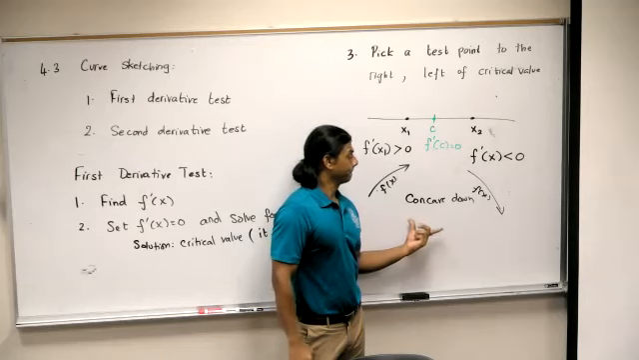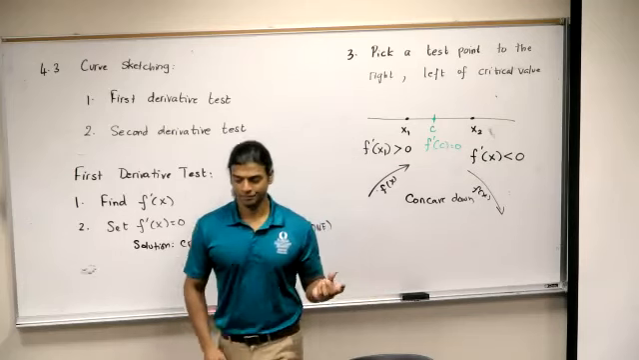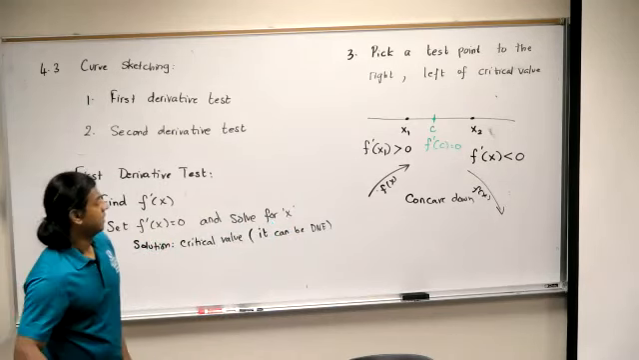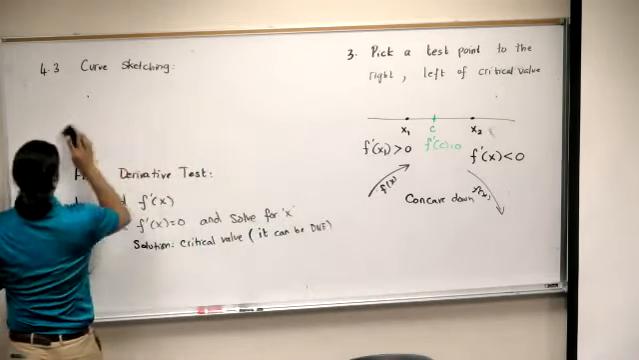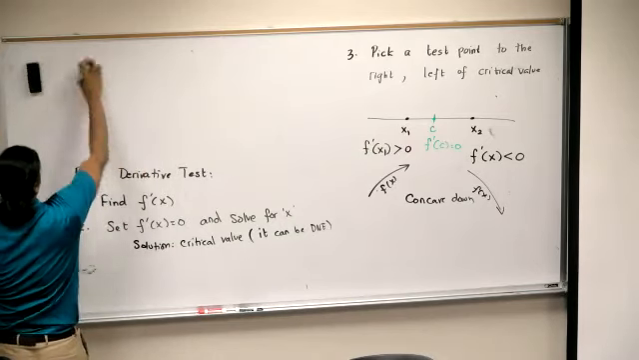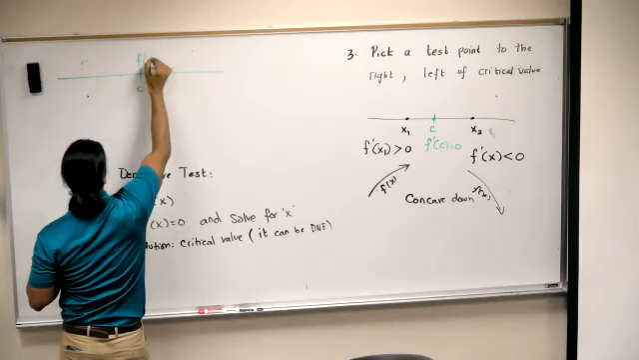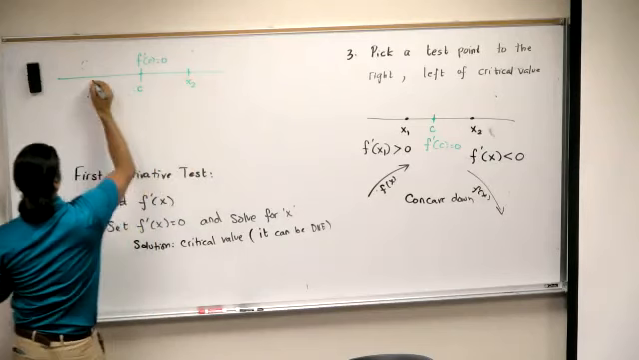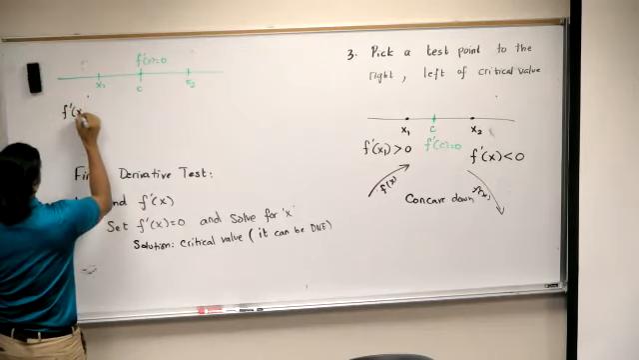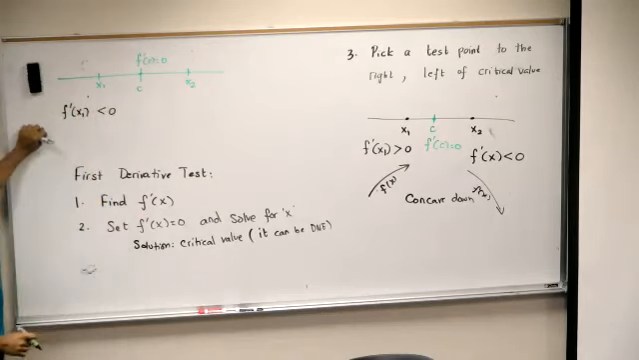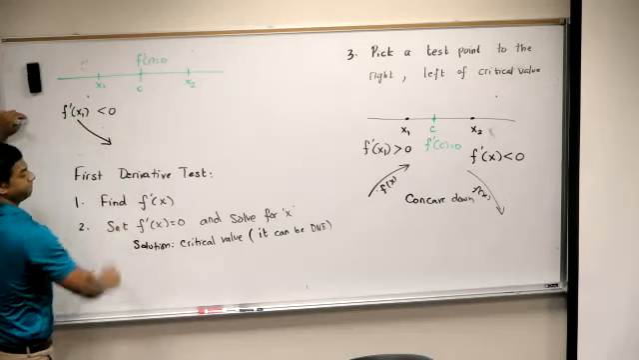Will you ever have it where f of x1 is less than 0 and it'd be the other way? Could be. That's my next step. So can I erase? So you pick two test points, x1, x2, plug it in the derivative. If the derivative is less than 0, the function will be decreasing.